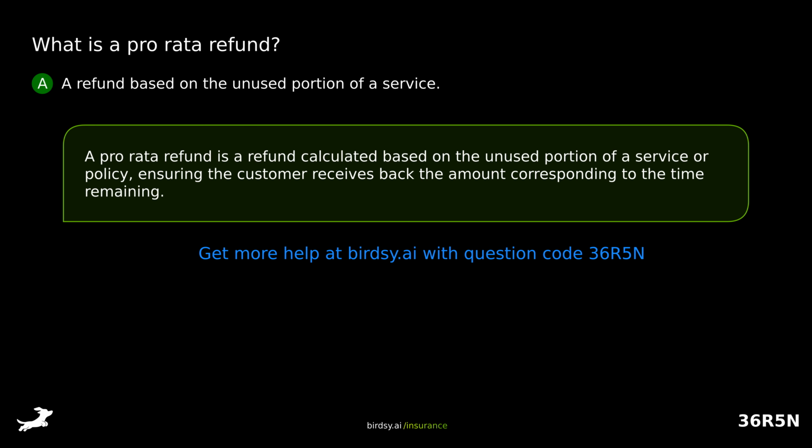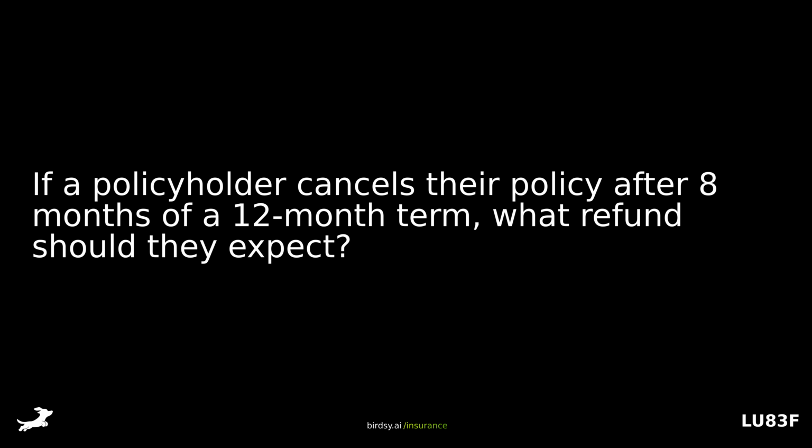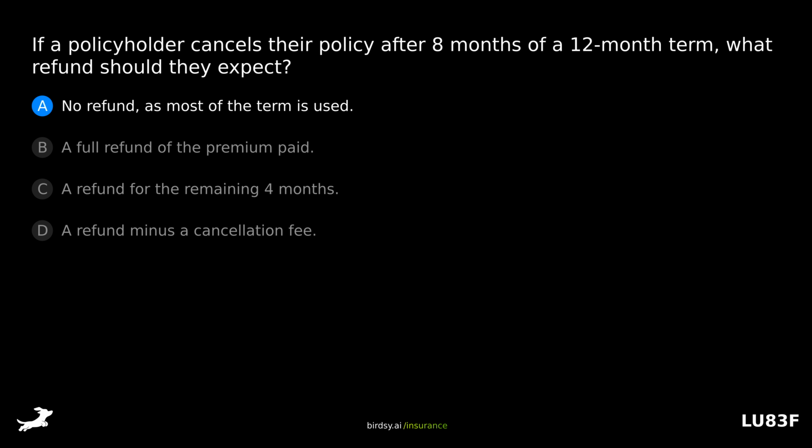A pro rata refund is a refund calculated based on the unused portion of a service or policy, ensuring the customer receives back the amount corresponding to the time remaining. If a policyholder cancels their policy after 8 months of a 12-month term, what refund should they expect? Is it A, no refund as most of the term is used, B, a full refund of the premium paid, C, a refund for the remaining 4 months, or D, a refund minus a cancellation fee? The answer is C, a refund for the remaining 4 months.